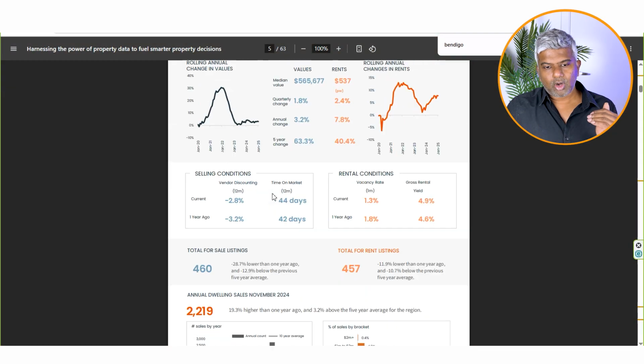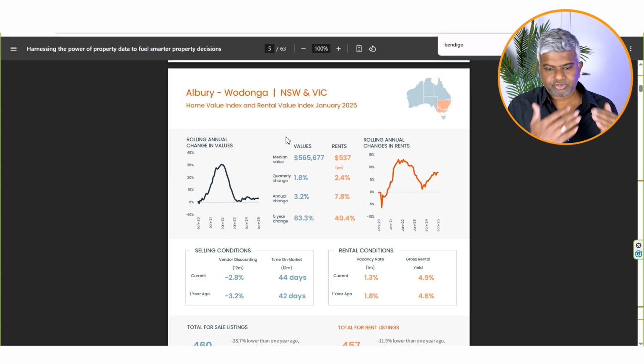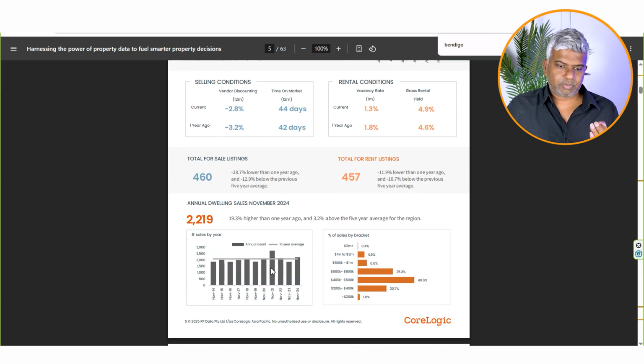So from here, you can already know the median price, if the market is slowing down, and how the rental market is. You can also see the sales activity. You can see if the demand is starting to pick up in the market, and you can see the percentage of sales by price bracket, so at what price point most of the houses are selling. So there's a lot of information just in one simple table. And just by looking at this, you're going to get an understanding of how each regional market is positioned in Australia.